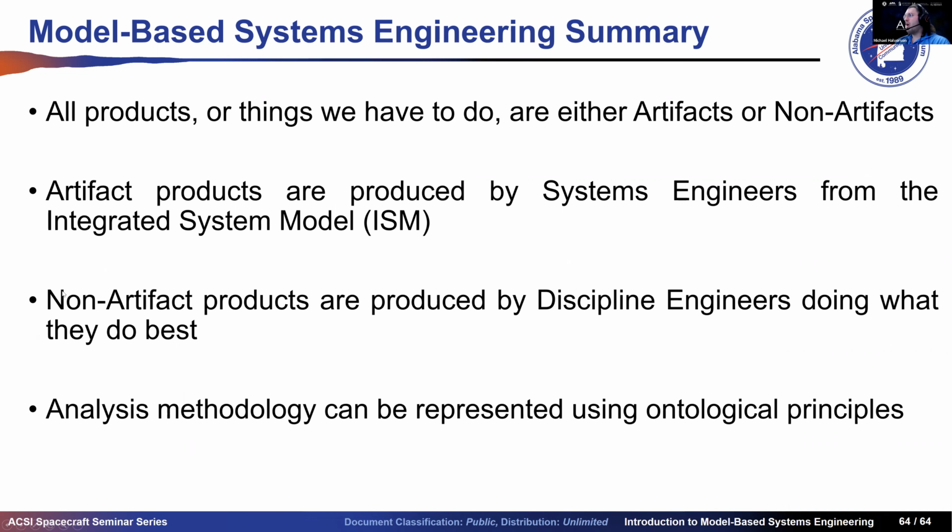All right. All products that exist within an architecture framework are either artifacts generated by systems engineers from the integrated system model, or non-artifacts generated by discipline engineers from their discipline engineering, whether it's MATLAB or C++ or whatever, or SolidWorks, CATIA, pick your poison. The architecture framework defines all of the things that you could do, all the products you could make. Mission architecture framework is all the products you should make for your mission to ensure mission success.